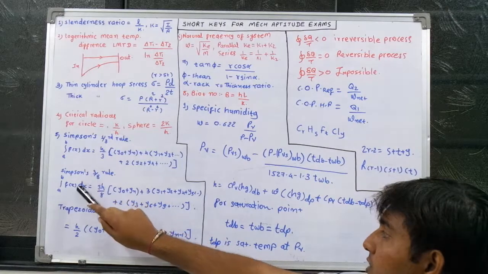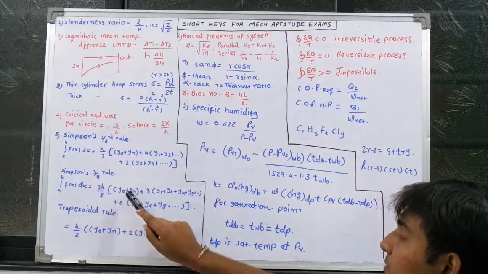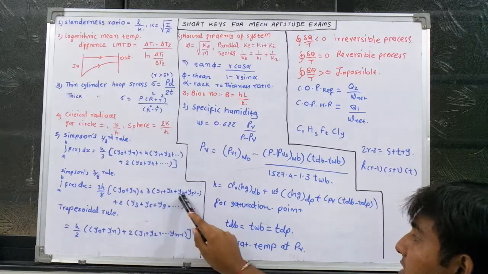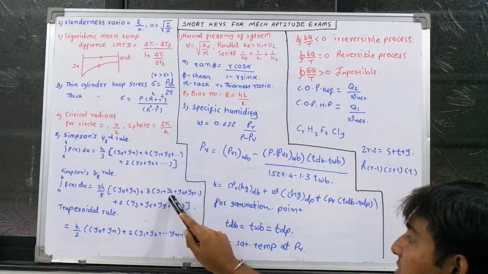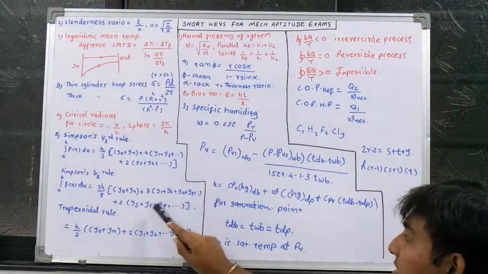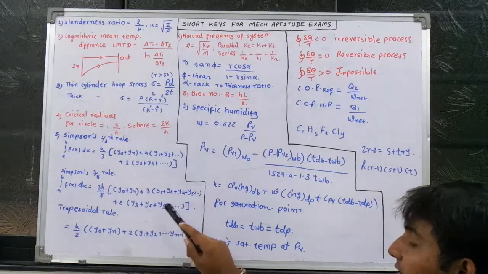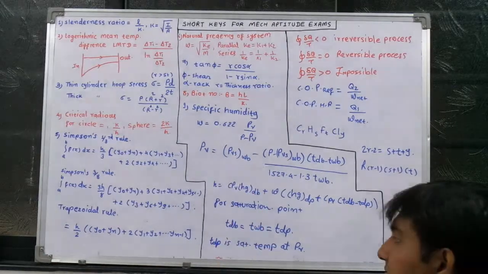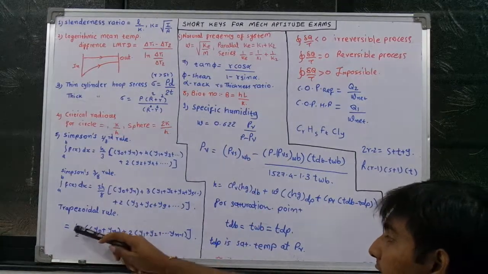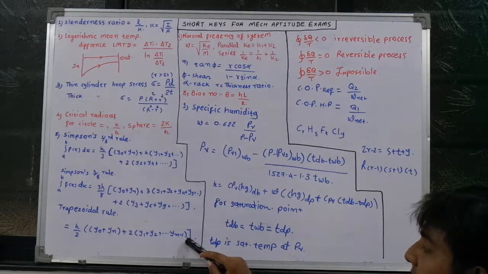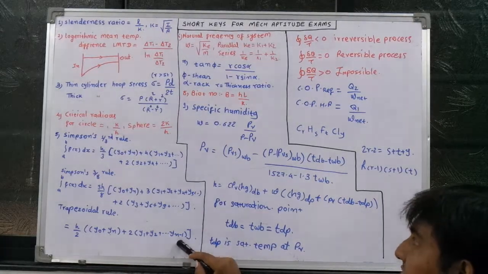Simpson's 3 by 8 rule: 3h by 8, y0 plus yn, plus 3 into all the terms without the third points, meaning y3 is not there, y6 is not there, plus 2 into y3 plus y6 plus y9, the multiples of 3. And the trapezoidal rule: h by 2 into y0 plus yn plus 2 into all the other terms up to yn minus 1.